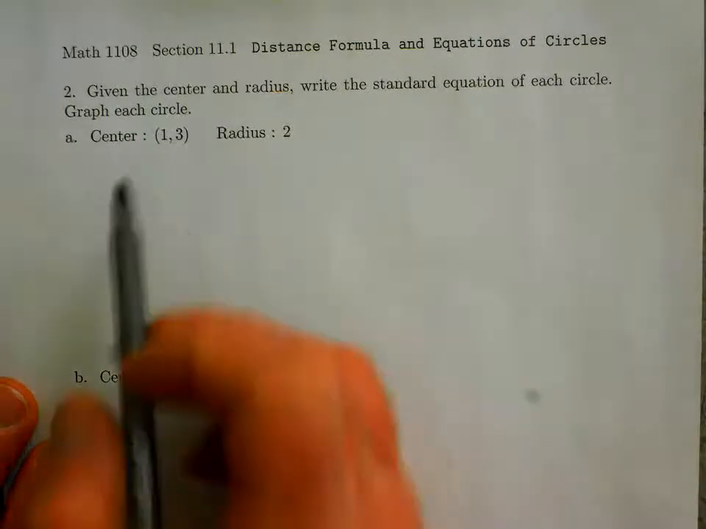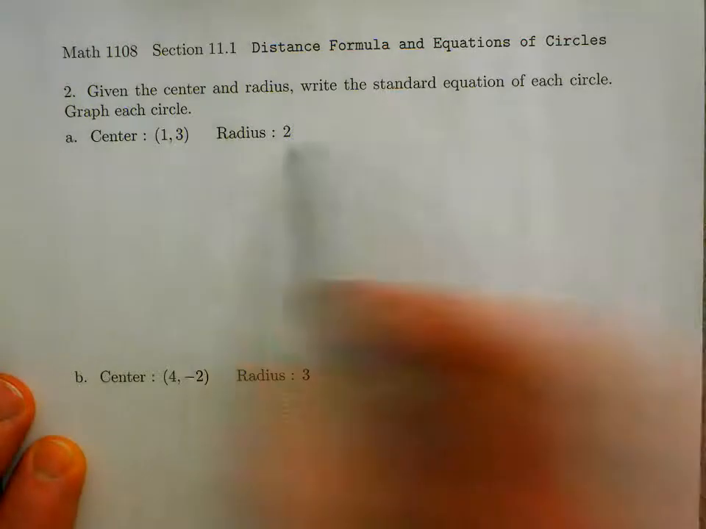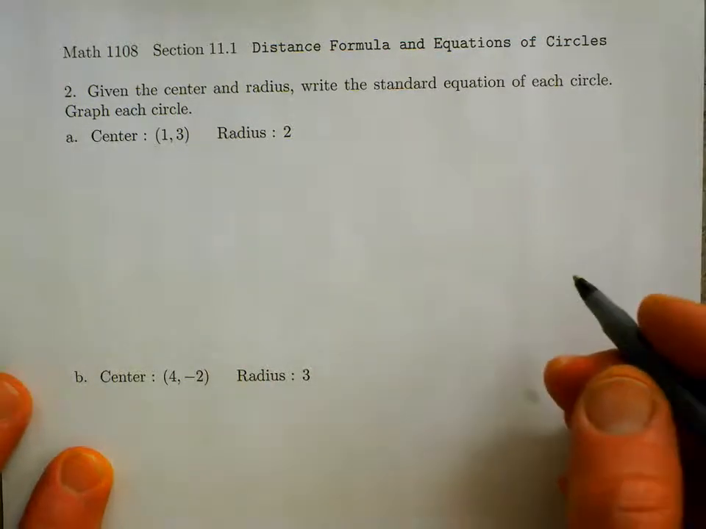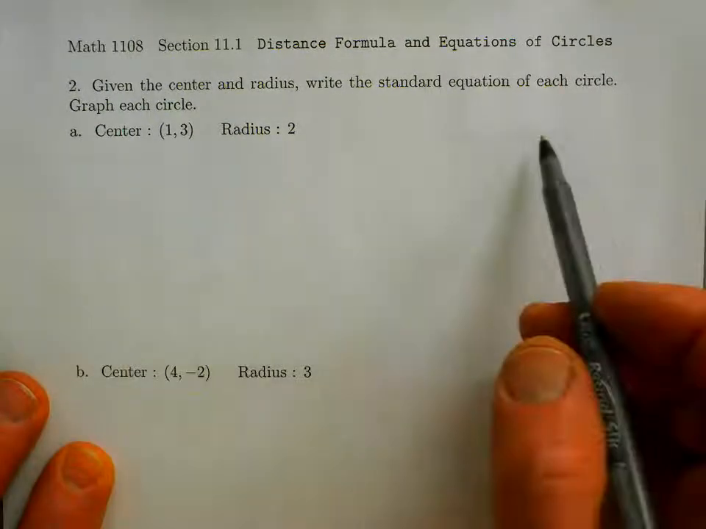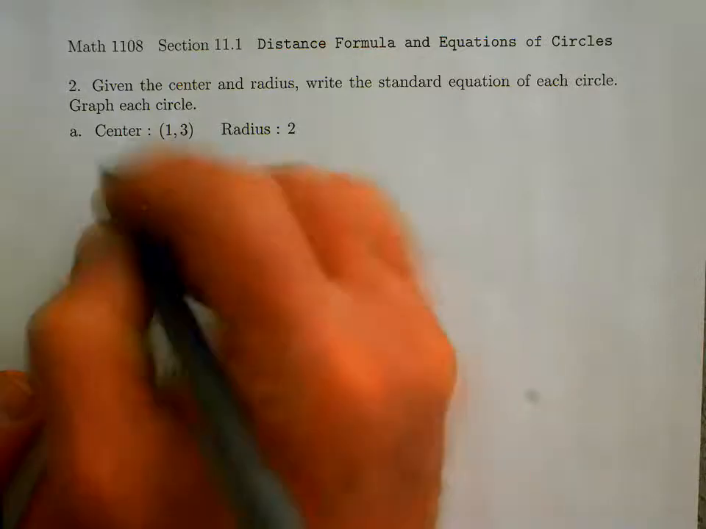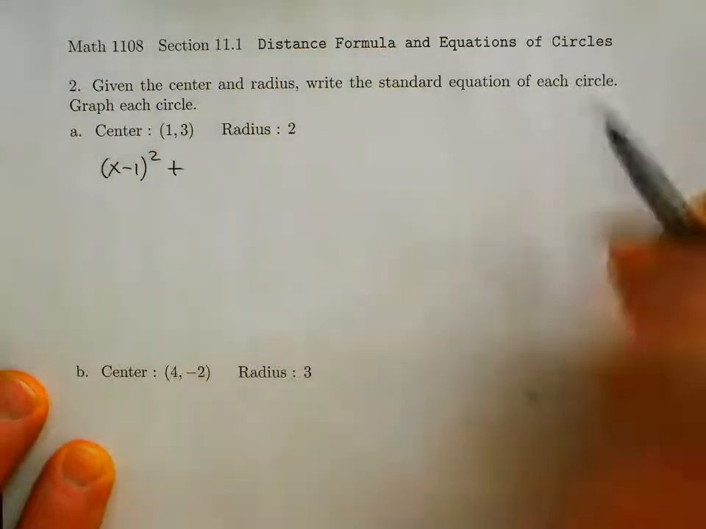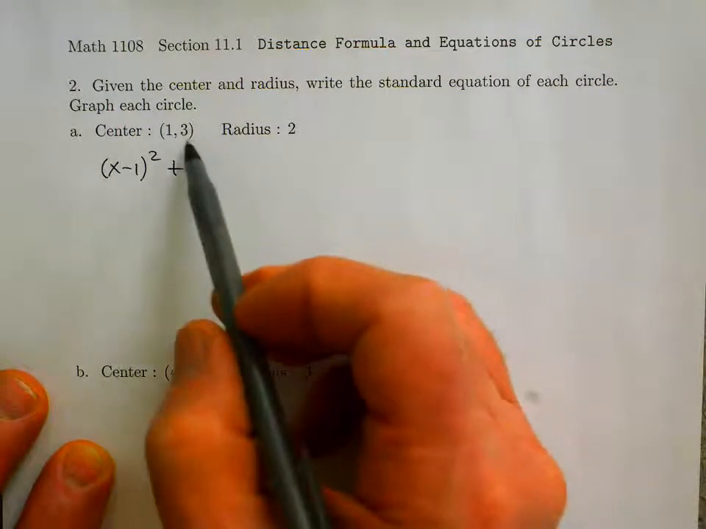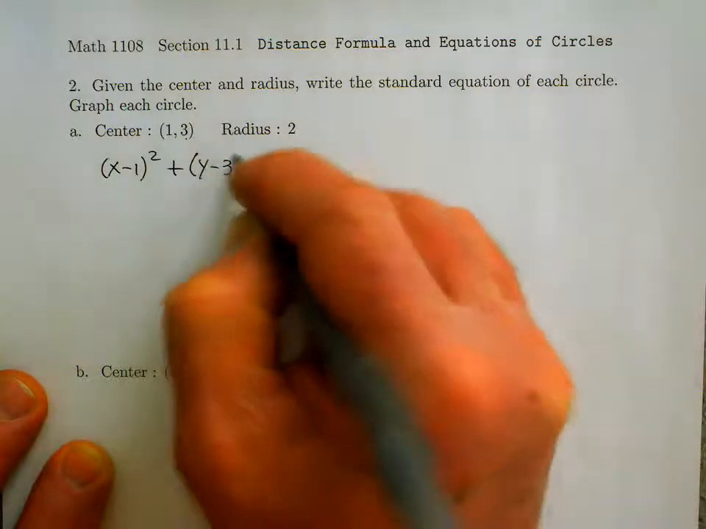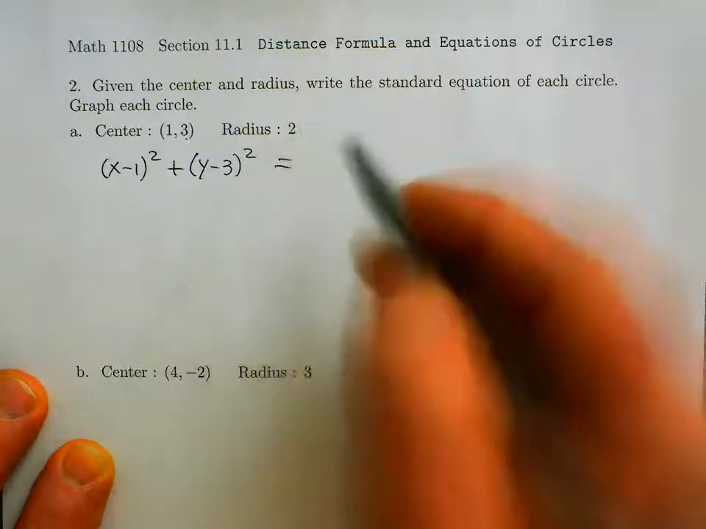Okay, so if we have a circle with center at (1, 3) and radius 2, then what's the standard equation? We can write it down immediately. The x-coordinate is 1, so we have x minus 1 squared. And then we add that to, let's see, the y-coordinate of the center is 3, so the quantity y minus 3 squared. And that's equal to the radius squared.